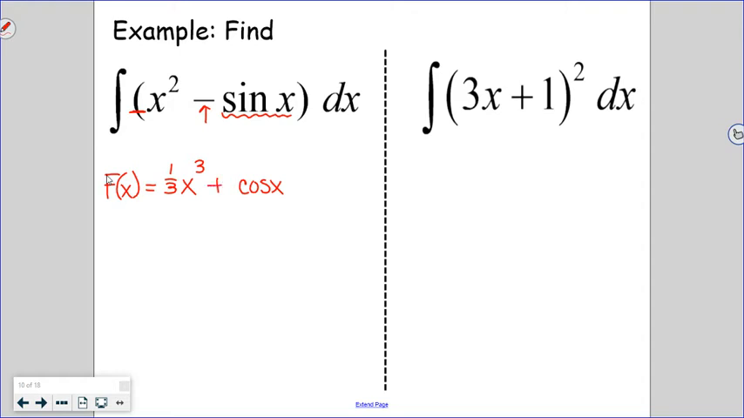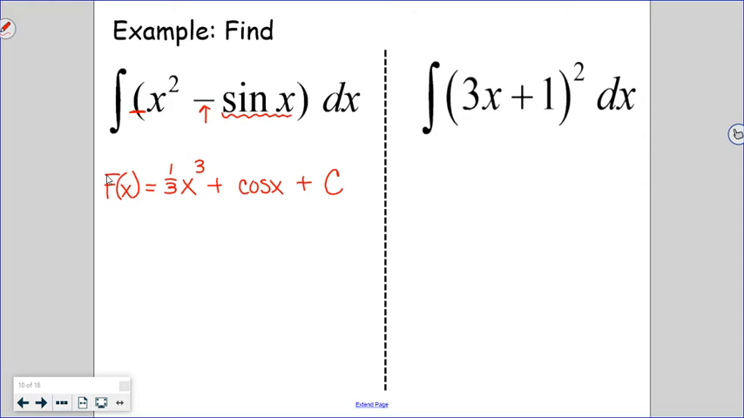And then this represents a function, but all functions would be with that plus c on the end, because it is those two terms plus any constant. It doesn't matter what the constant is. When I take the derivative of this capital F, we get back to the x squared minus sine x. Any questions on that?